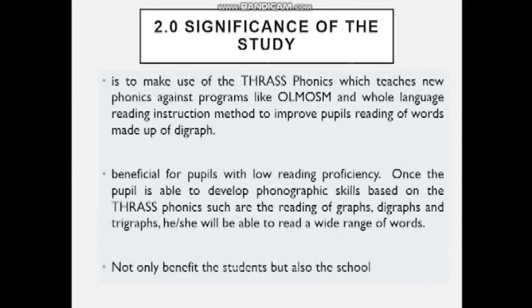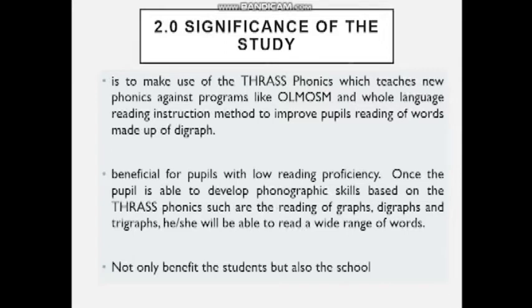Next, let's look at the significance of the study. As we can see here, the significance of this study is to make use of Thrass Phonics, which teaches phonics, as against programs like OLMOSM, which stands for one letter make one sound method, and the whole language reading instruction method, to improve pupils' reading of words made out of digraphs. As we can see from the report of the National Reading Panel, it indicates that teaching children the phonics of the English language will help them in many ways in life. For example, it can help them to read words.